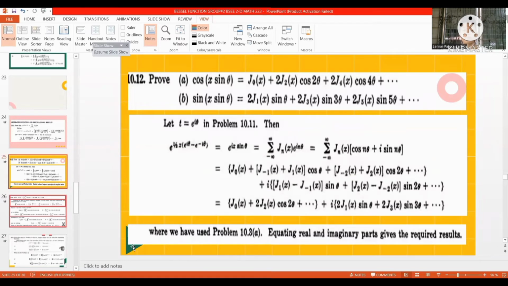And the next step is, we have used problem 10.3, equating real and imaginary parts gives the required results. Equating the real and imaginary parts gives the required results.